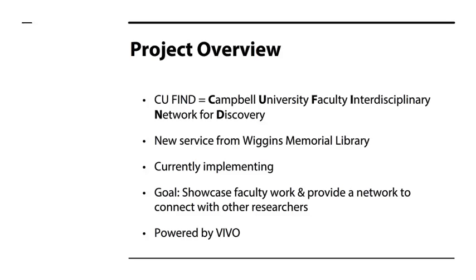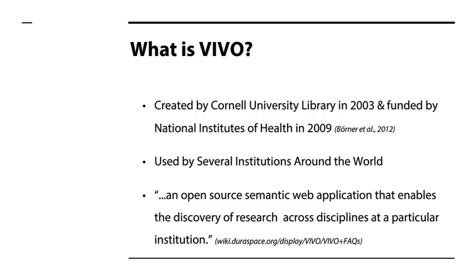CU Find is built in a system called Vivo. Vivo began as a project created by Cornell University Library back in 2003. In 2009, the National Institutes of Health awarded funding to several institutions, including Cornell University, Indiana University, University of Florida, to name a few, to further develop Vivo. Today, Vivo is an open-source, community-supported project under the care of DuraSpace. The project has grown and has been implemented at numerous institutions around the world. Vivo is primarily used by academic institutions and research centers.